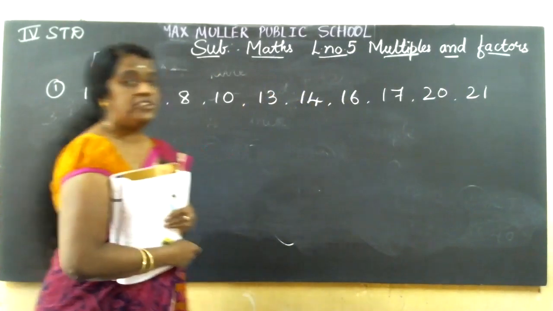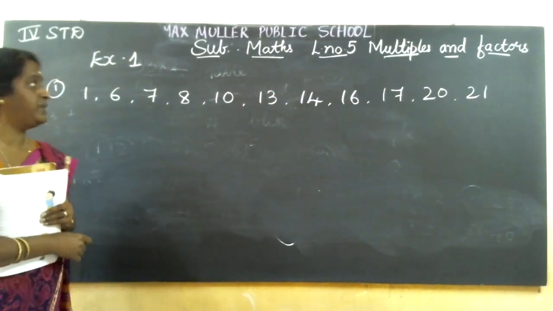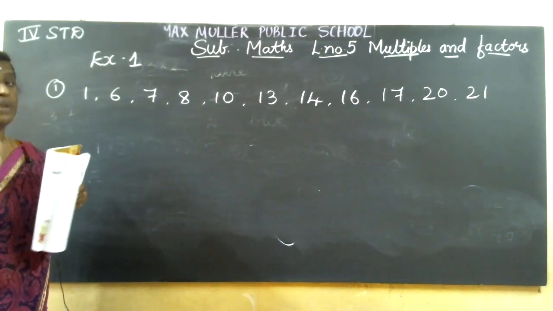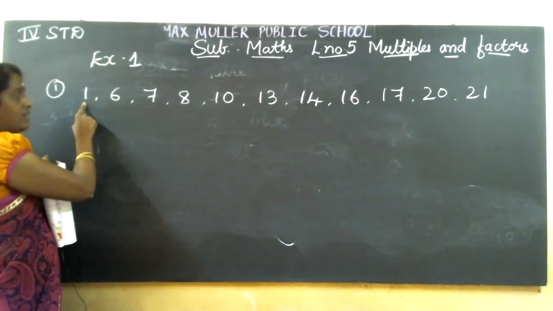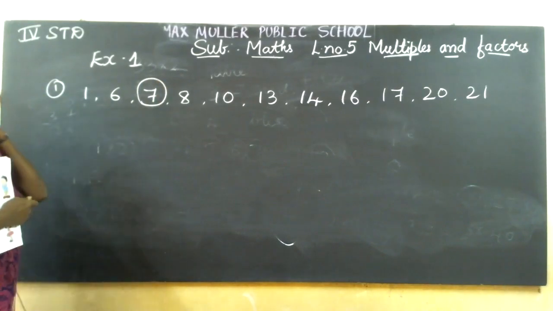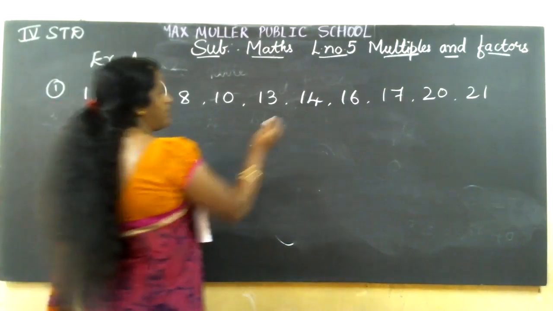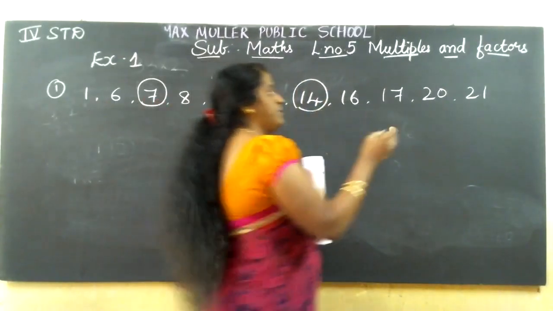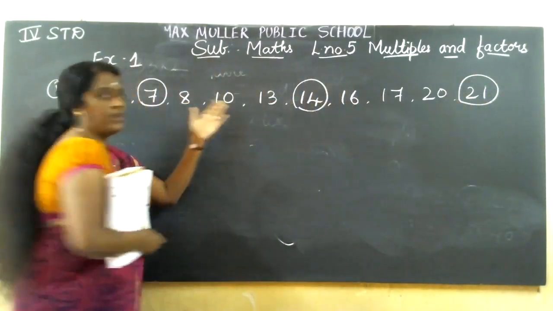I told you, the answers that come in the tables we call multiples. Circle all the multiples of 7. 7 ones are 7, so 6 won't come. 8 won't come, 10 won't come, 13 won't come. 7 twos are 14. 16, 17, 20 won't come. 21 comes. So these are the multiples of 7.